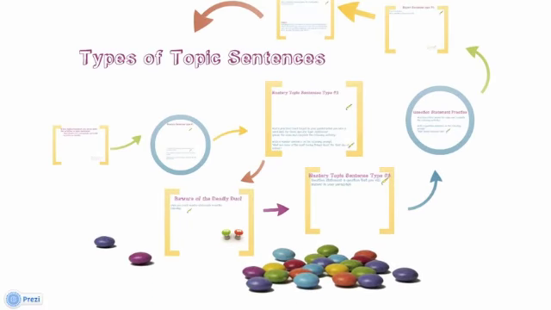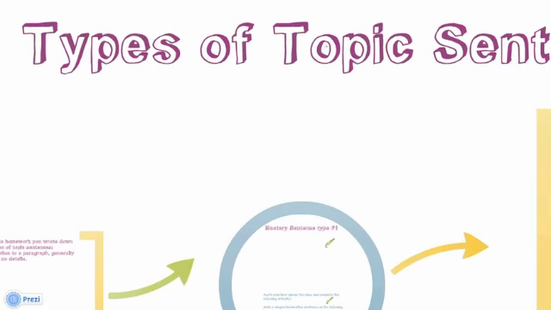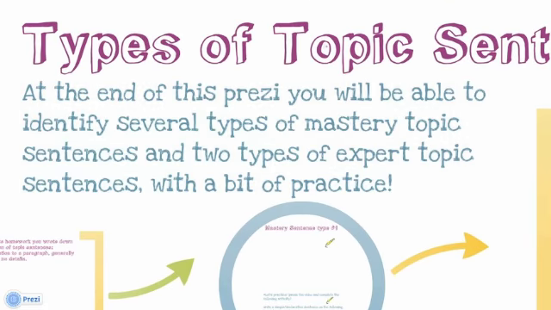Okay, so for tonight's homework, we're going to be talking about types of topic sentences, so kind of moving through the three components of a paragraph step by step. By the end of tonight's homework, we're going to be discussing several different types of mastery level sentences and then two different types of expert topic sentences.